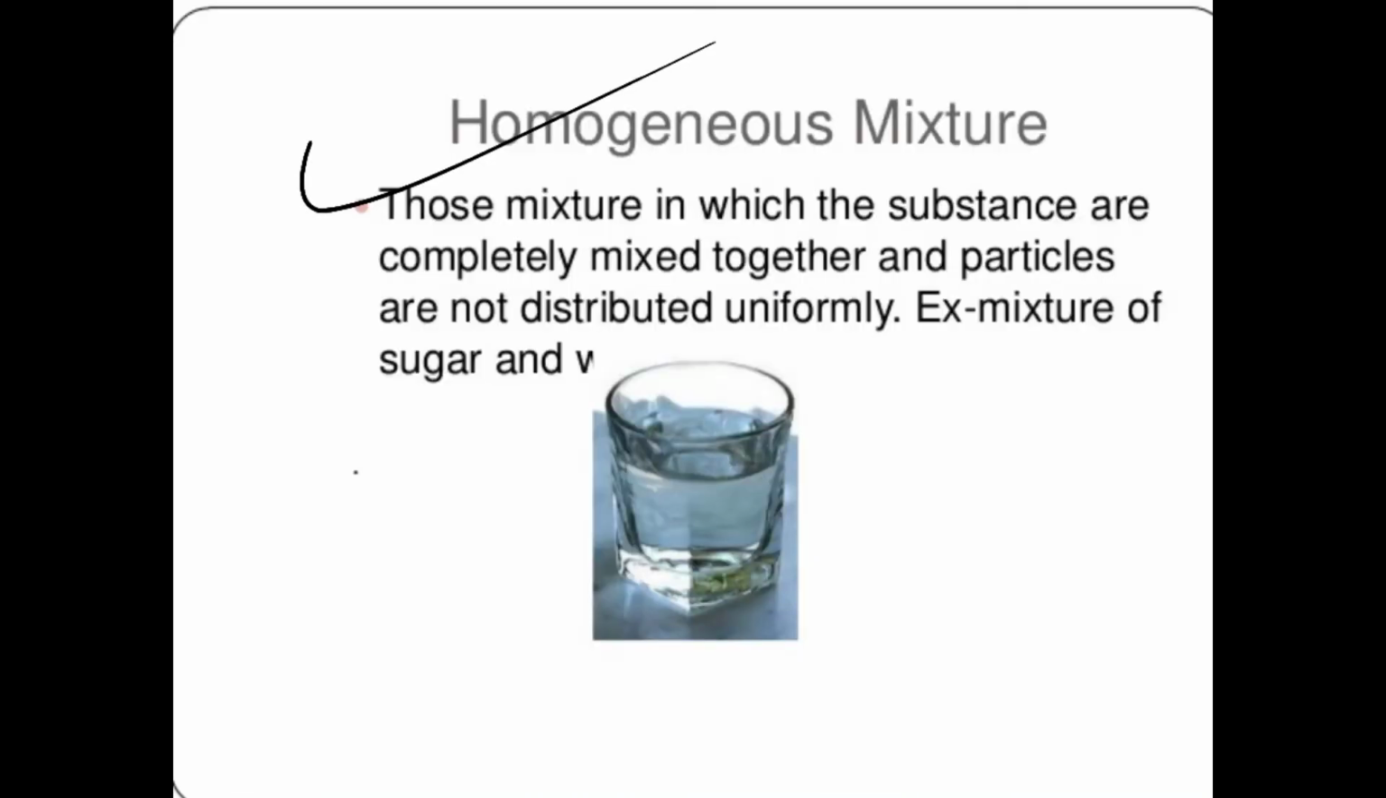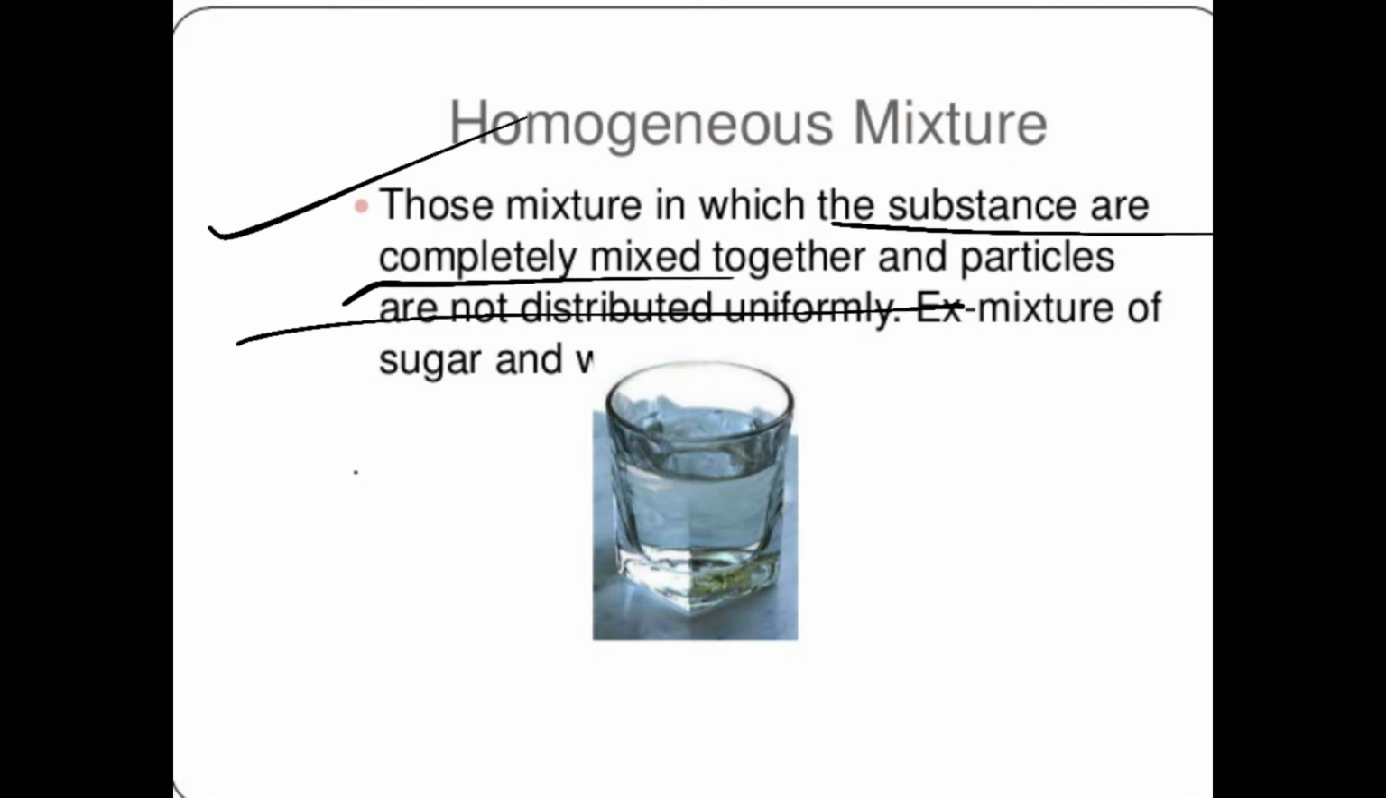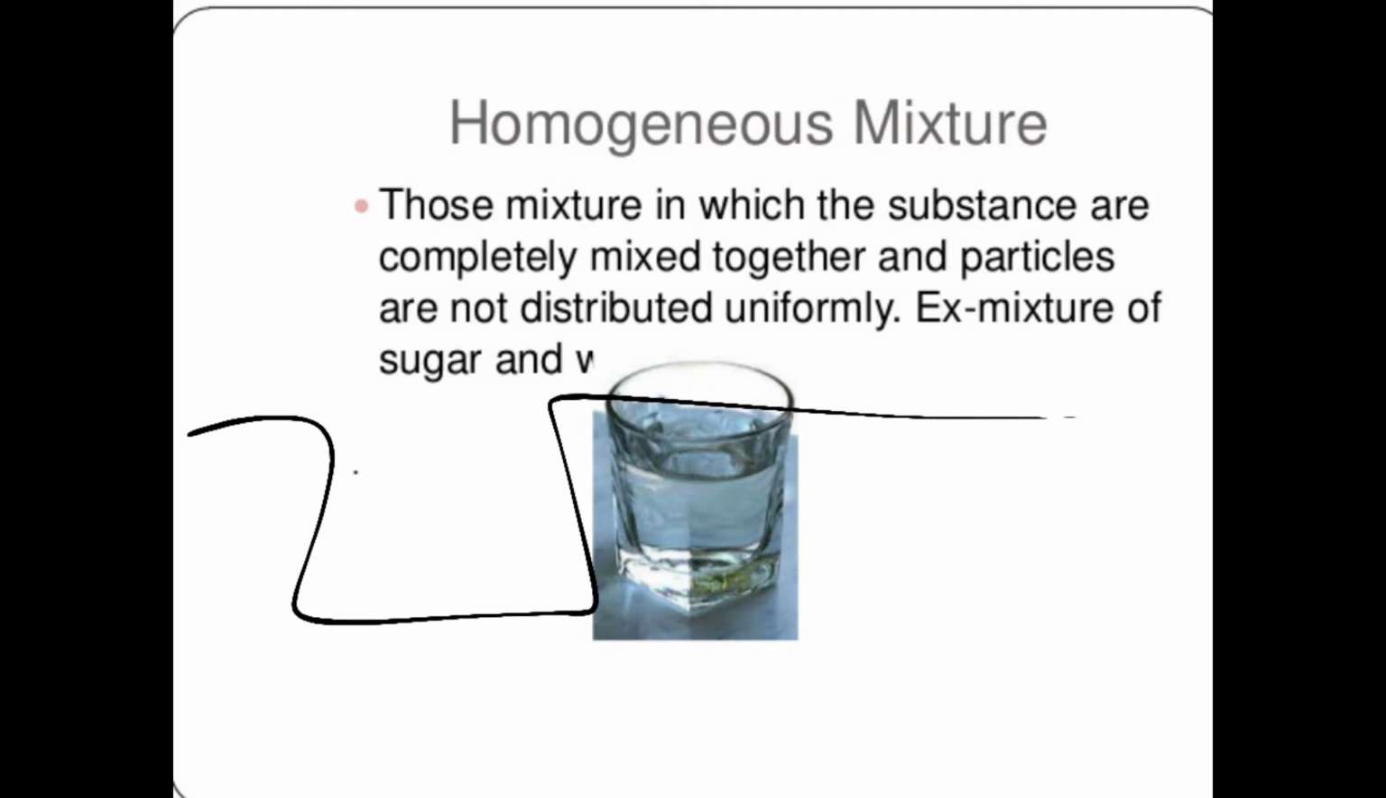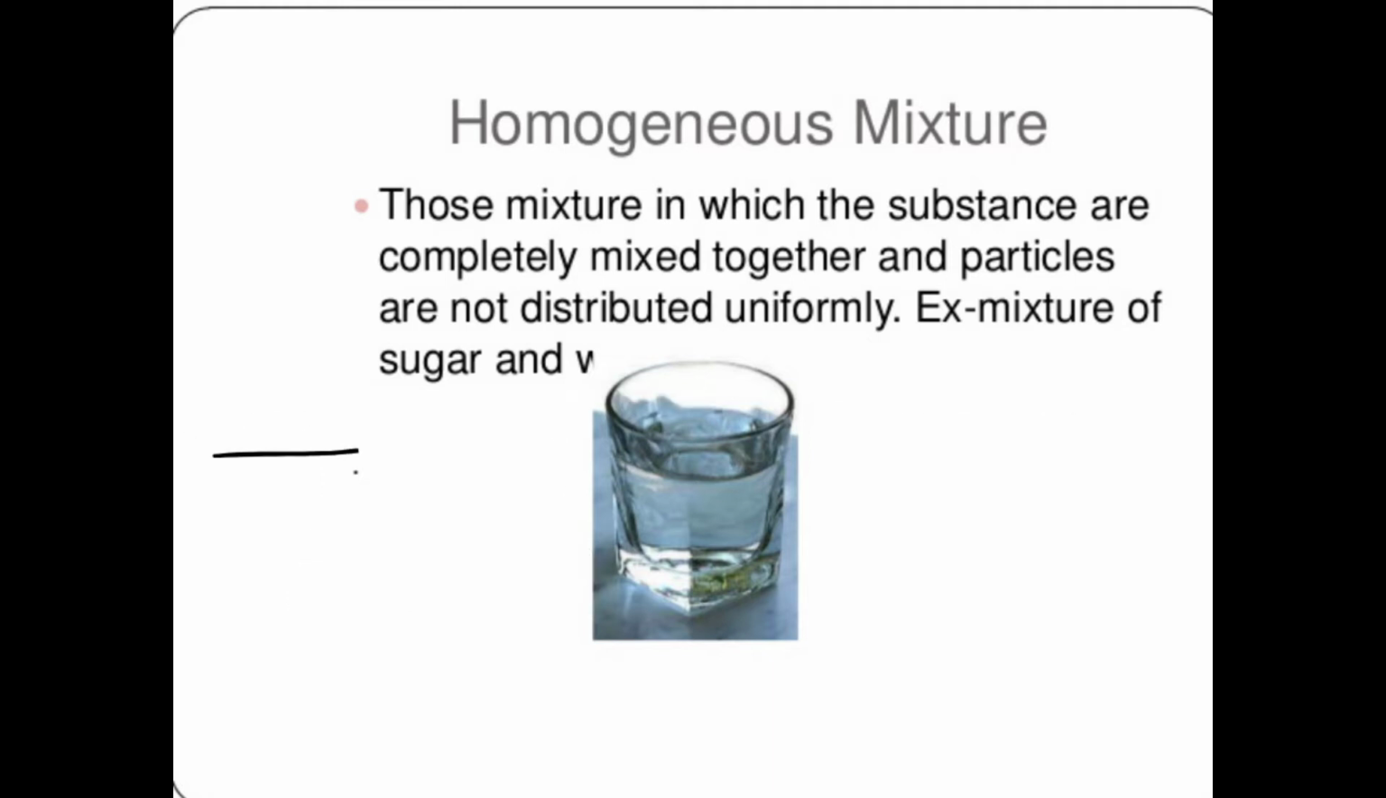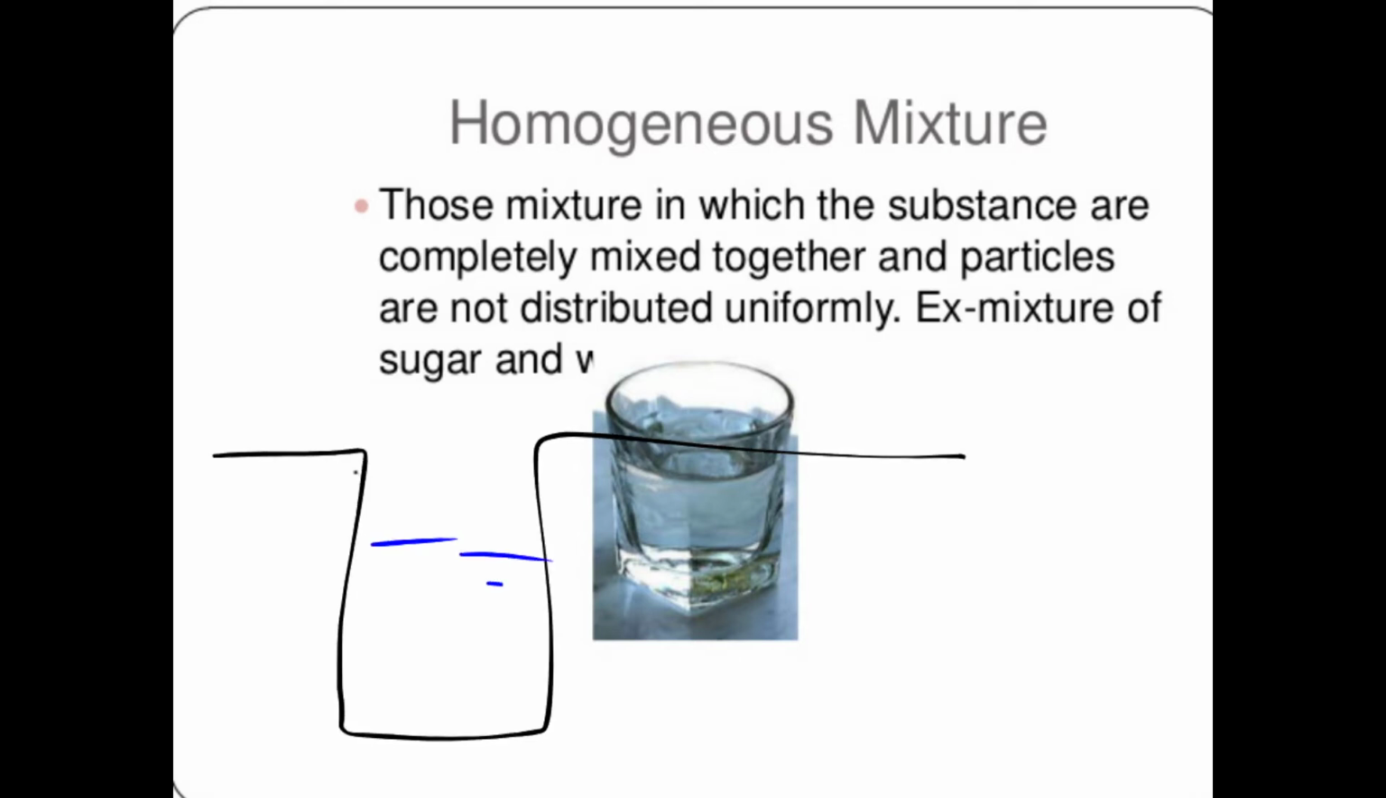Now let's study what are homogeneous mixtures. Homogeneous mixtures are those in which the substances are completely mixed together and the particles are distributed uniformly. Example, the solution of sugar and water. Whenever you take a solution of sugar and water, let me take a beaker first. This is my beaker, and here I will add water. This is the water, and I will add some sugar in it.